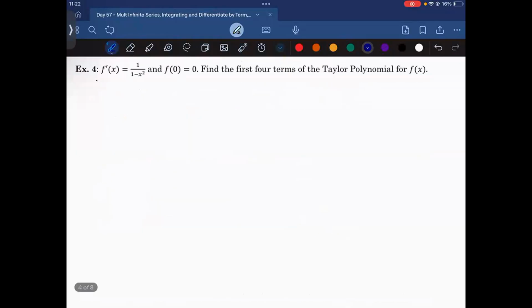Okay, example 4. We can do it 2 different ways, whatever way works for you, but we are given an initial term for this one. So we have f prime of x equals 1 divided by 1 minus x squared, and for that we want to find the first 4 terms of the Taylor polynomial. Really, this is technically a Taylor polynomial, but we know better. It's Maclaurin because it revolves around 0.